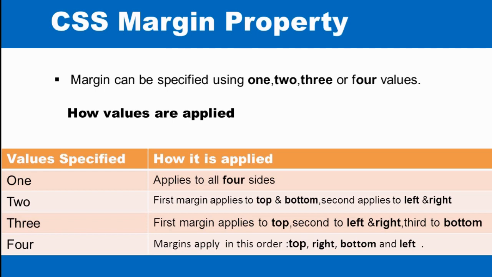When you have 4 values specified, the margins apply to the top, the right, the bottom, and the left in that order. So it's in a clockwise order. The way I tend to remember this is by using the word trouble. If you type in the word trouble, take out the vowels, you'll be left with TRBL. So when you have 4 values specified, you need to apply it in that order: top, right, bottom, left.